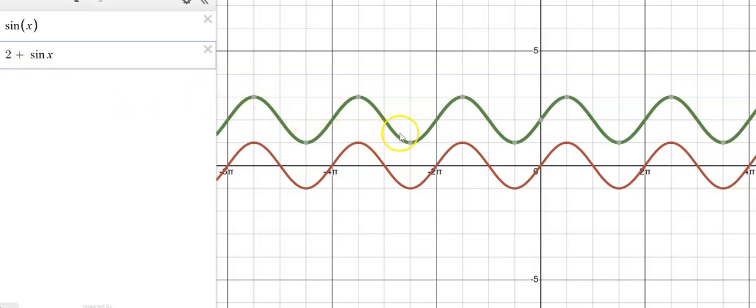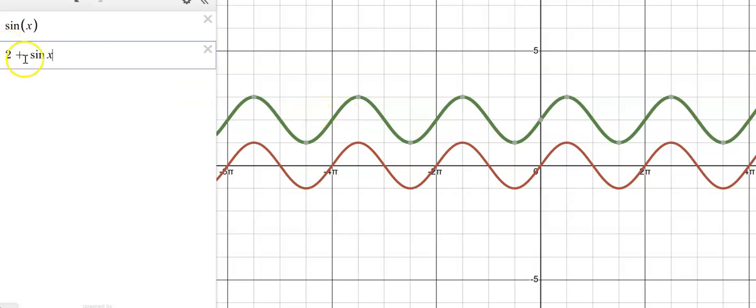Good. So do you see how instead of the midline being along the x-axis, it shifts it up 2 units, and now the midline is along the number 2. My amplitude is still 1, it still goes from 2 up to 3, or from 2 down to 1, but I've shifted everything up 2 units.